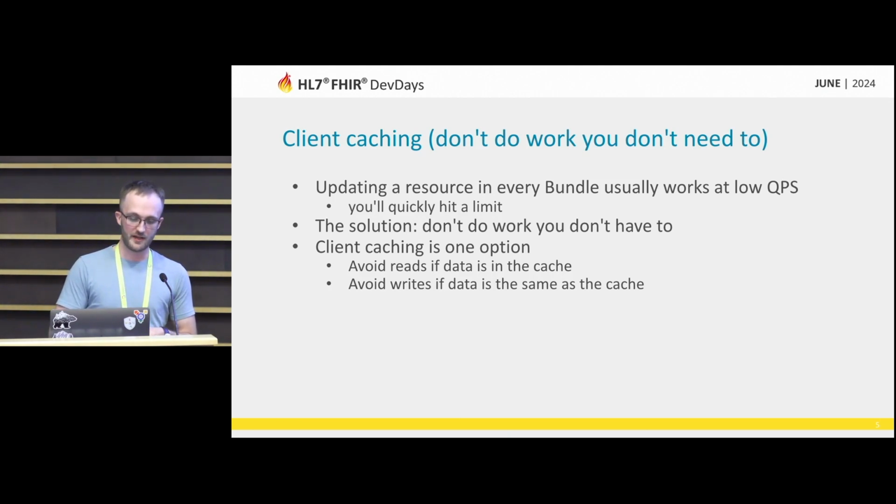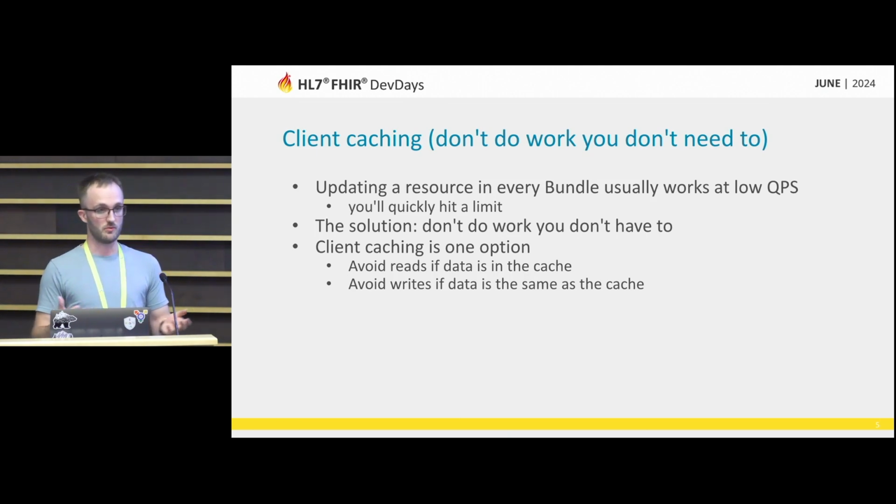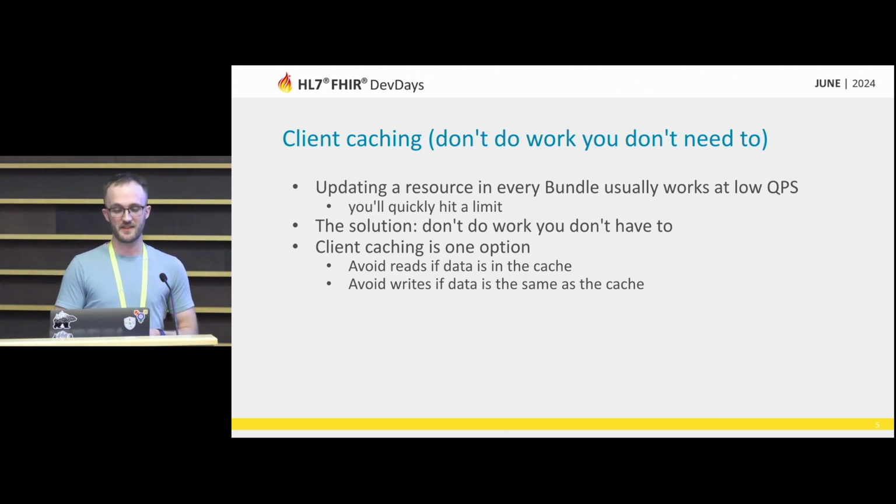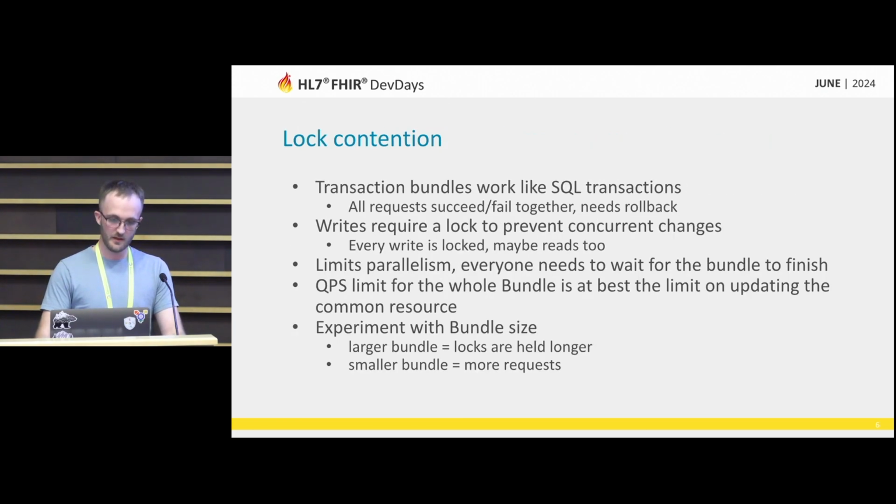The other option you can take is to do client-side caching. So you can read the data from the FHIR server, cache it locally, and then before you go and do a write, as part of your mapping process, see, does this data actually need to be updated? Is it the same as what's in my cache? In that case, don't do the write. Save yourself the traffic on your FHIR server. And then obviously, if it's already in the cache, then you can just hit the cache for your reads and have some sort of expiration policy.